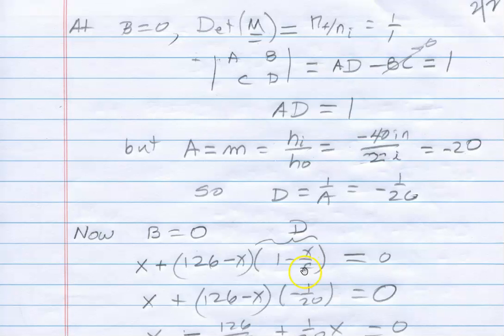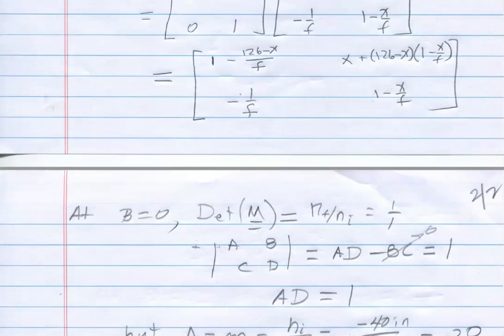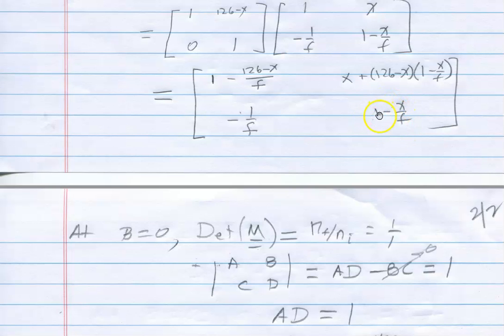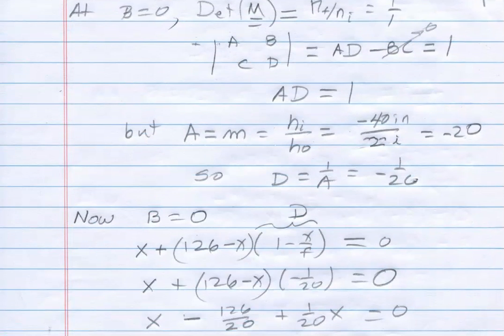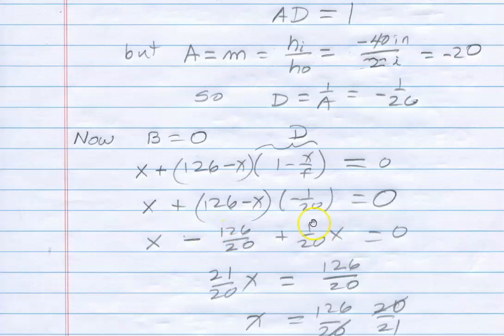That's just here. But I notice also that this D, 1 minus XF, is also right here, and this value I have. I've got D. D was equal to minus 1 over 20, so I can use that. I substitute for this value, which is the same as D, the minus 1 over 20. And that simplifies the algebra quite a bit, actually. So multiplying this out, I get minus 1 over 20 times 126 is minus 126 over 20. Minus and minus is a plus, so I get x over 20 here.